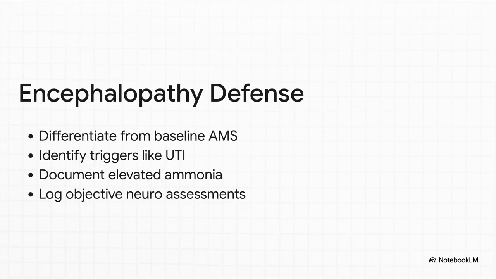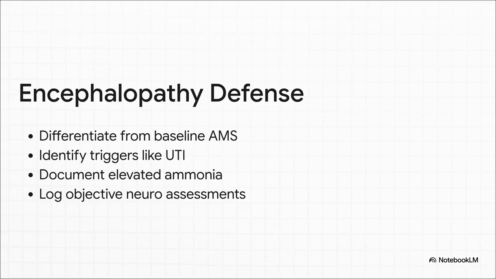Next up, encephalopathy, which is essentially any disorder or malfunction of the brain. Our defense here relies entirely on differentiating a true acute metabolic or toxic brain dysfunction from a patient's baseline dementia, sundowning, or simple altered mental status. To validate this MCC, your documentation has to pinpoint the specific trigger. Was it hyponatremia, a UTI? You need to document elevated ammonia levels or acidosis, log objective neuroassessments, and cite diagnostic workups like EEGs or neuroimaging.